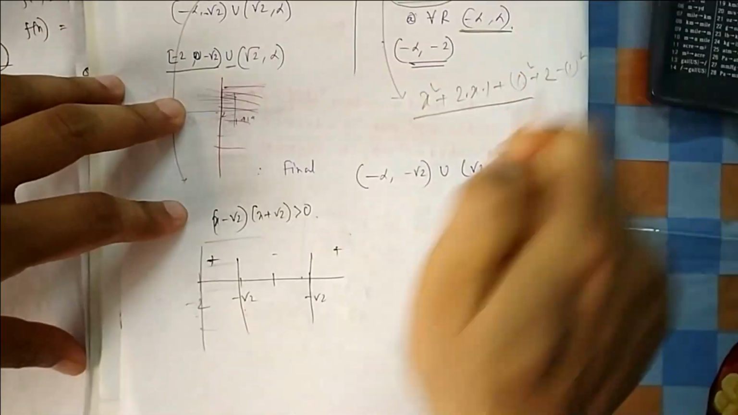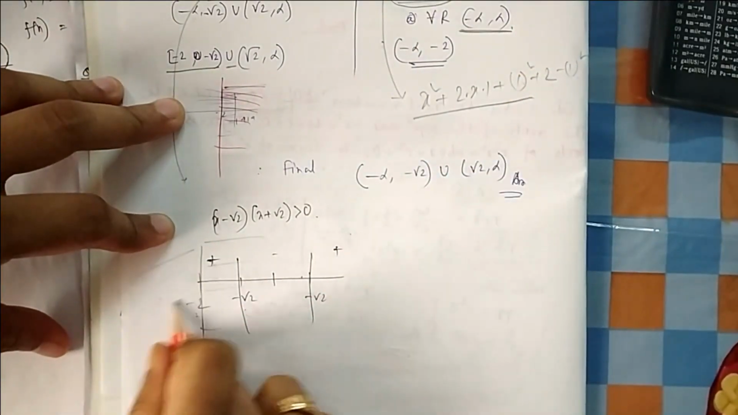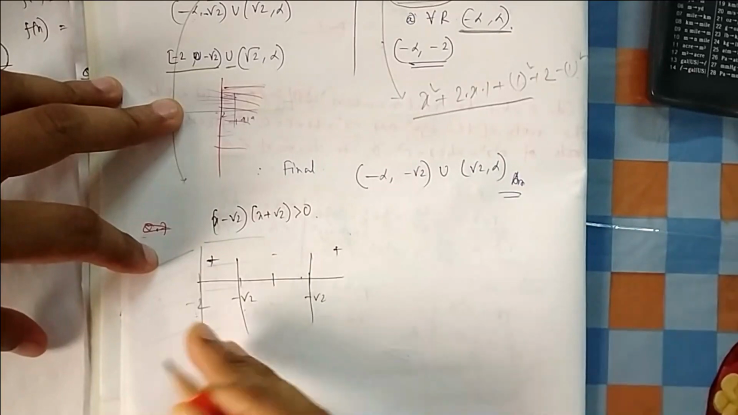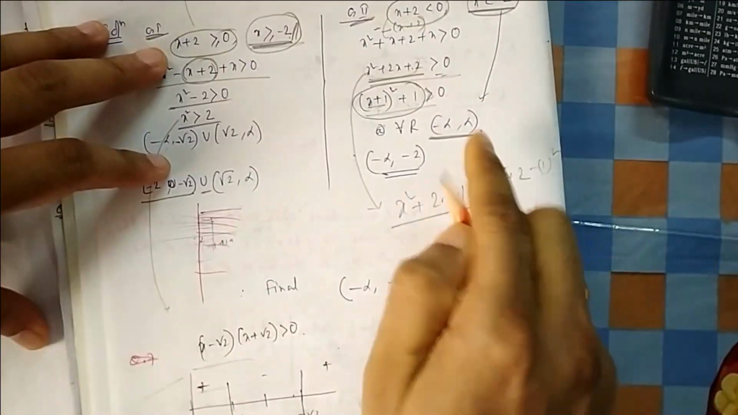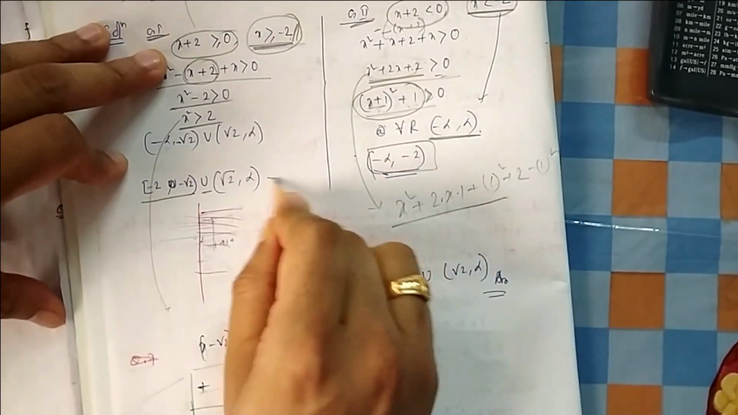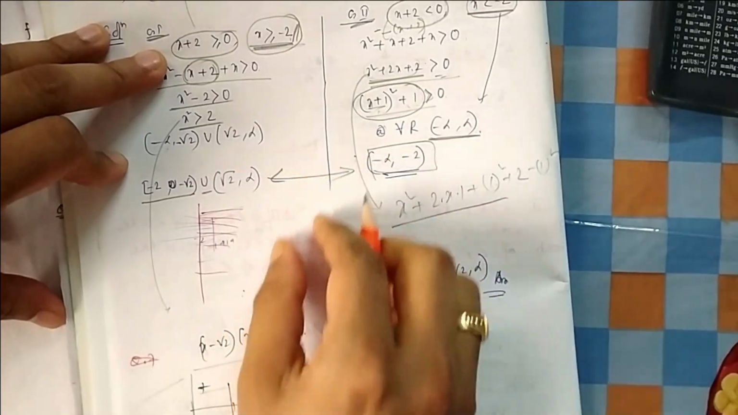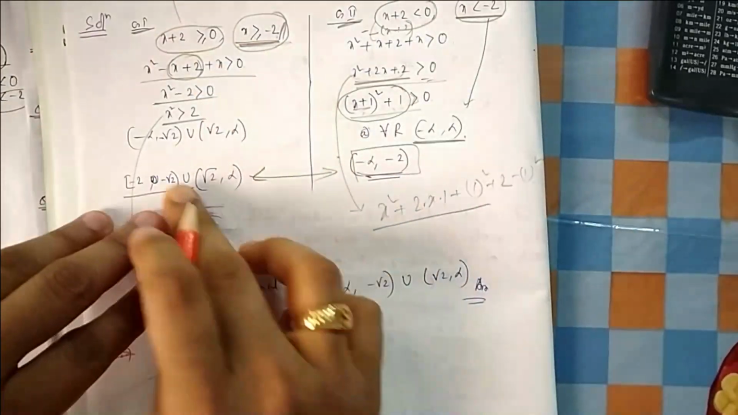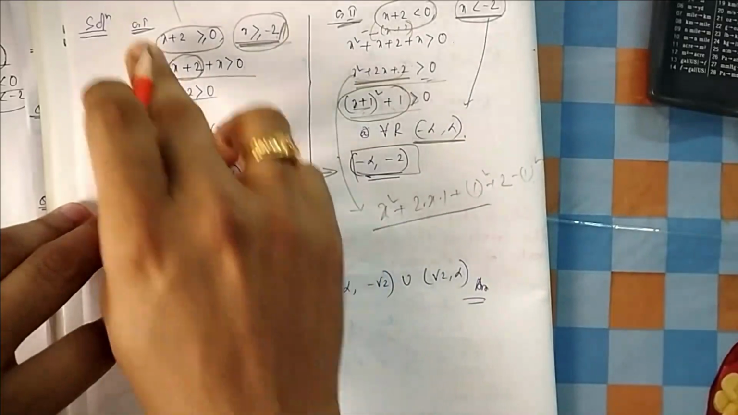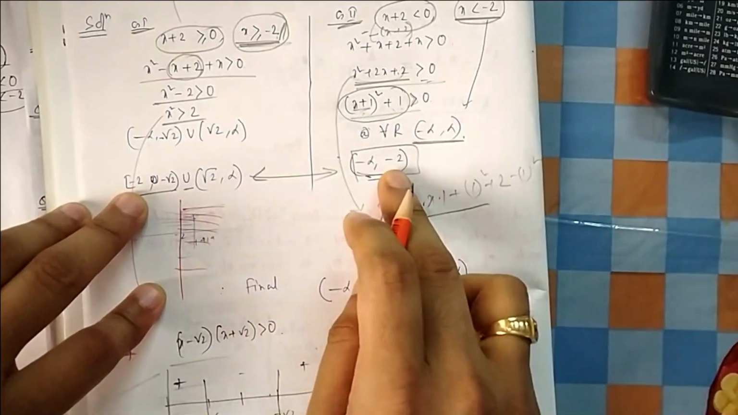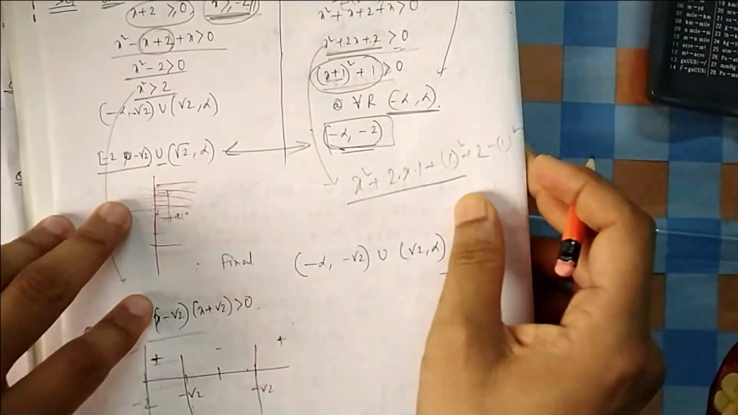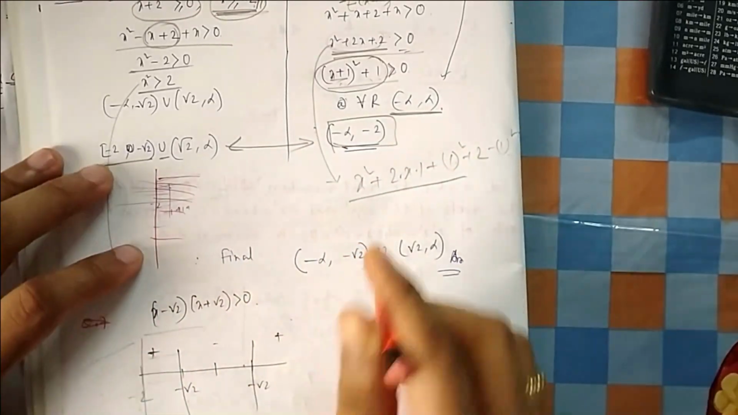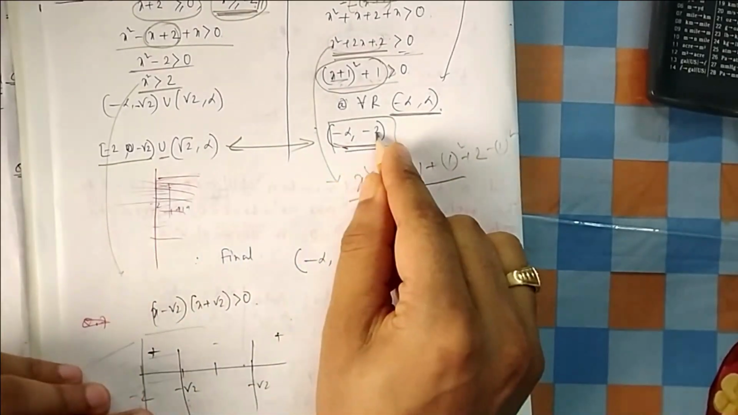Since my boundary was at minus root 2, my x should be less than this. So I cannot go beyond that. So my answer will be minus infinity to minus 2. So I have these two answers, and I have to club them, because if x is here, then it is satisfied through case 1. If it is here, then also it is satisfied through case 2. So the total solution will be from minus infinity to minus 2.